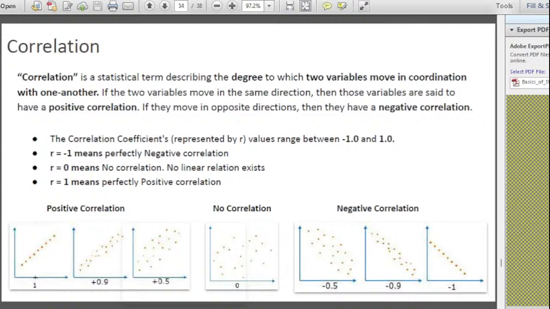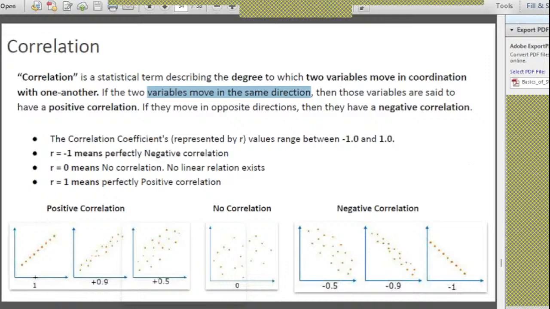Okay, let's start. So correlation is a term that describes the degree to which two variables move in coordination with one another. If the two variables are moving in the same direction, right, we call it positive correlation.